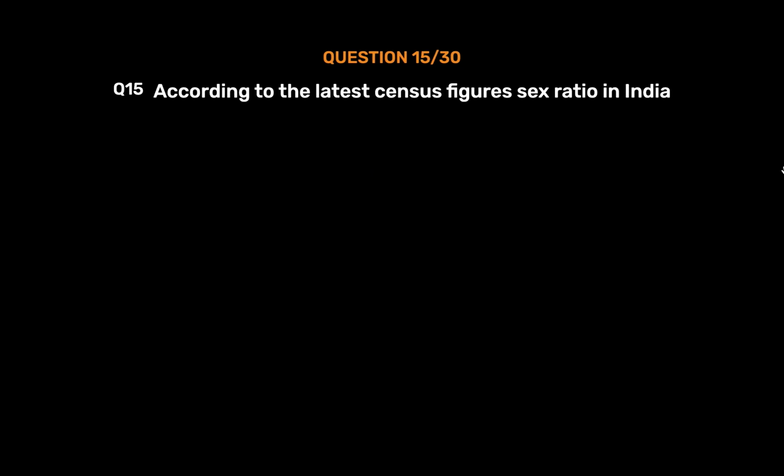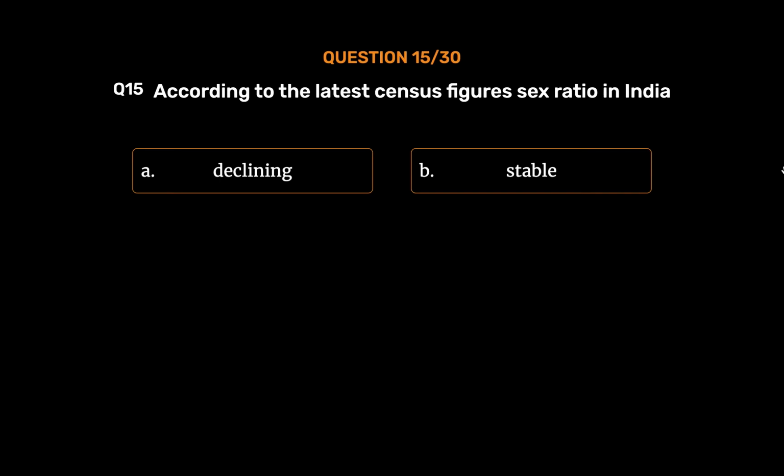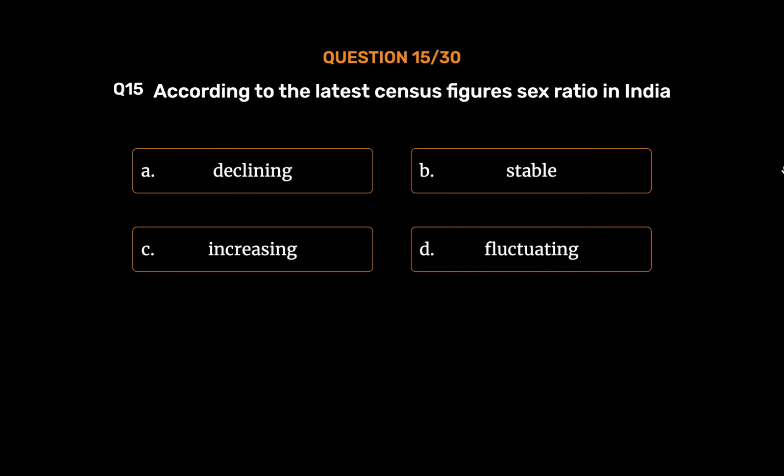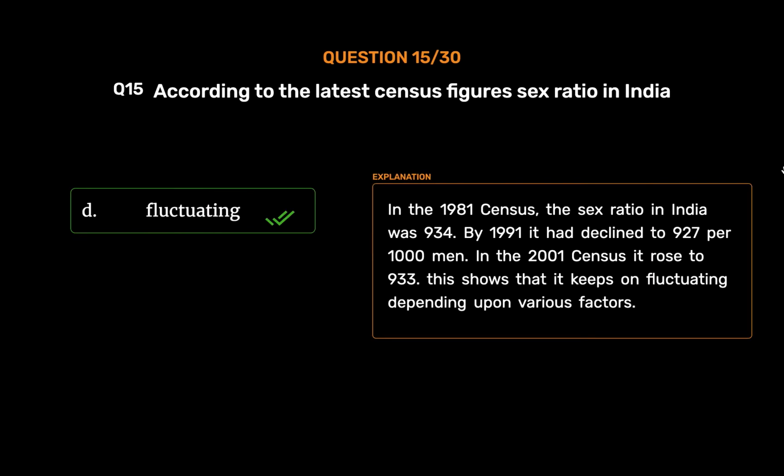Question number 15. According to the latest census figures, sex ratio in India. Option A. Declining. Option B. Stable. Option C. Increasing. Option D. Fluctuating. The correct answer is Option D. Fluctuating. In the 1981 census, the sex ratio in India was 934. By 1991 it had declined to 927 per 1,000 men. In the 2001 census it rose to 933. This shows that it keeps on fluctuating depending upon various factors.